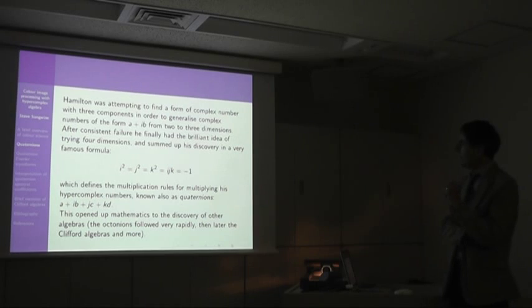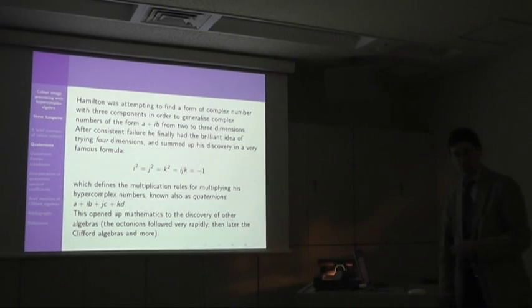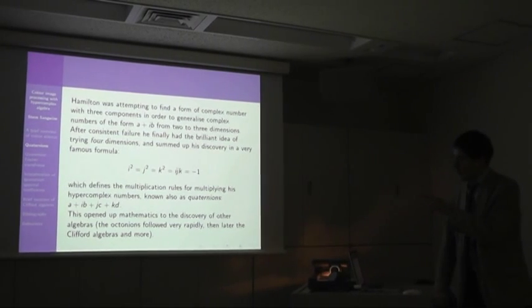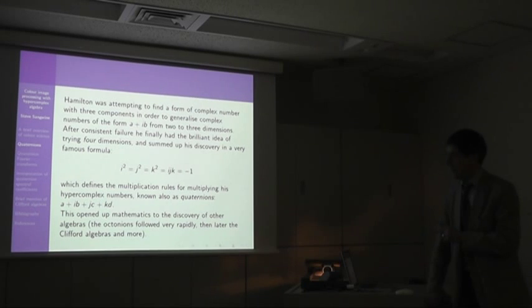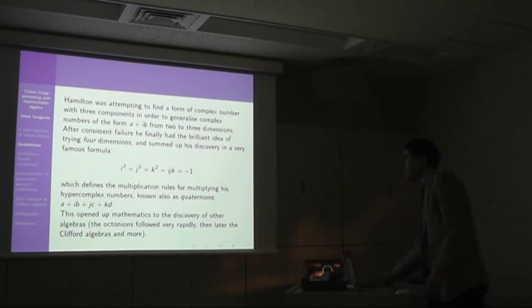Okay, so he summed up his discovery in this famous formula, which defines the multiplication rules for multiplying these 4-dimensional hypercomplex numbers. So now we've got a hypercomplex number of the form a plus ib plus jc plus kd, 4 components, 3 of them in the imaginary part, and then those multiplication rules show how you combine i, j and k. And as I said, it opened up mathematics to the discovery of other algebras. The octonions, which are 8-dimensional, followed very quickly from the discovery of the quaternions, and then later the Clifford algebras, and then mathematicians have never stopped. They've gone on to infinite dimensions.